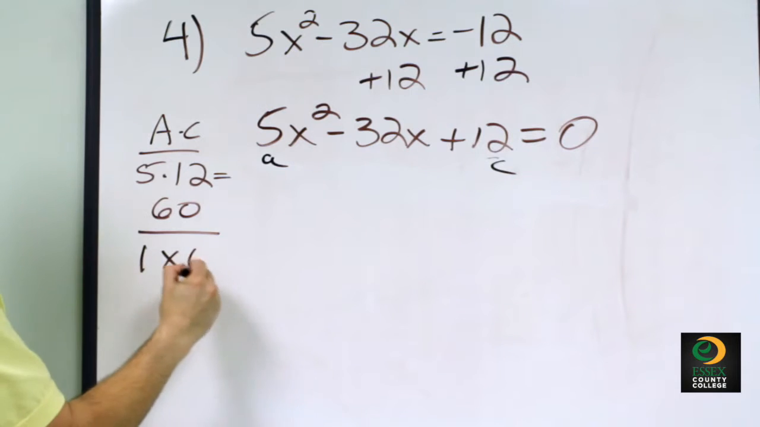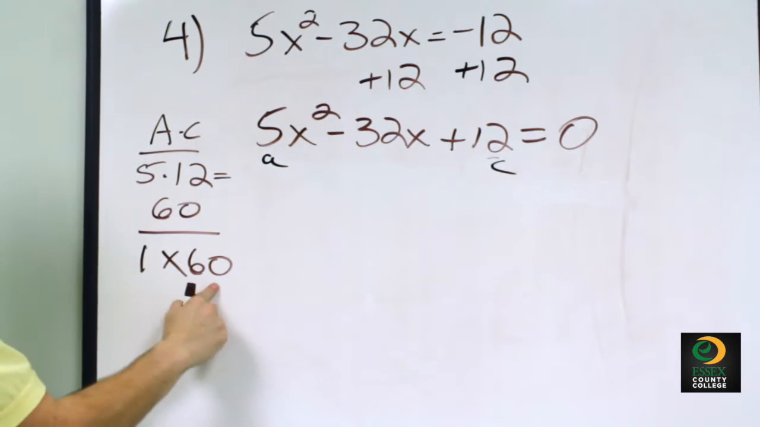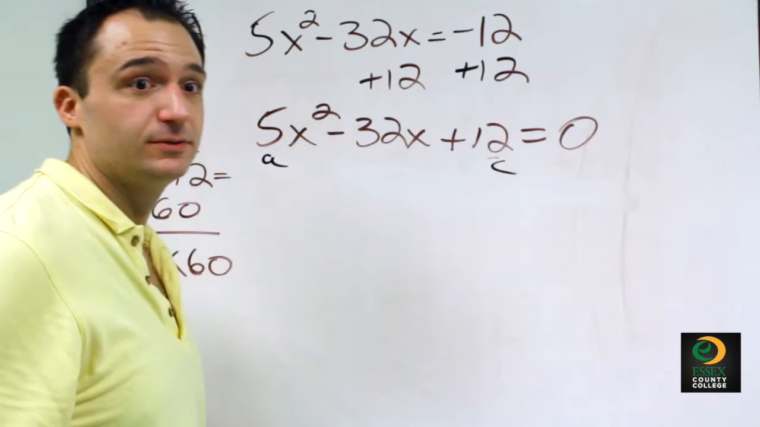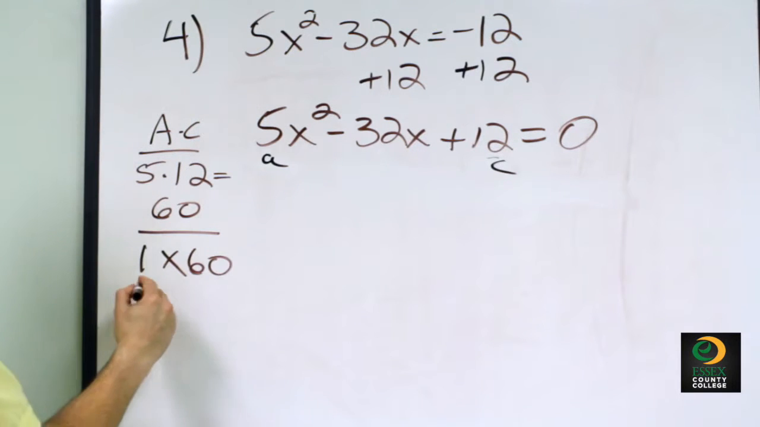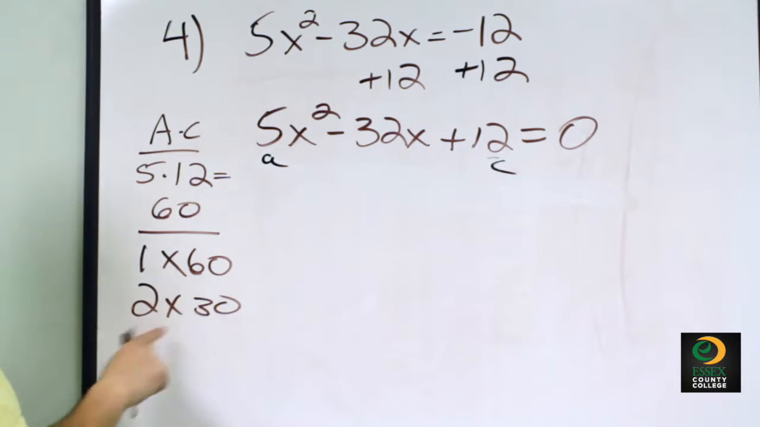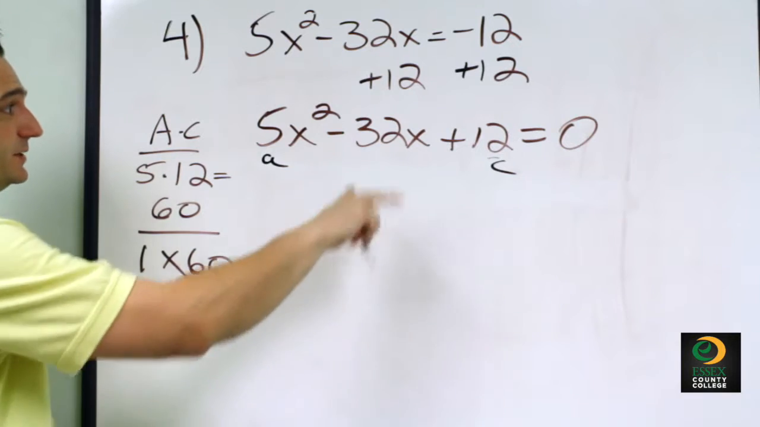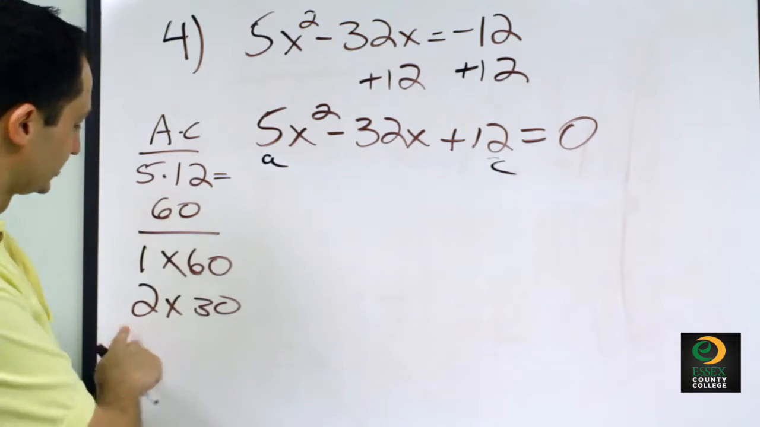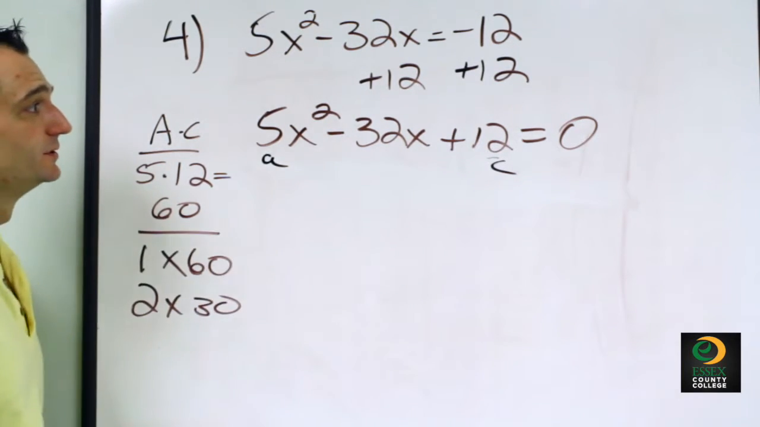So first one would be 1 times 60. Does 1 plus or minus 60 equal 32? It does not. So now we're going to do 2 times 30. Does 2 plus or minus 30 equal 32? It does, because 2 plus 30 is 32.